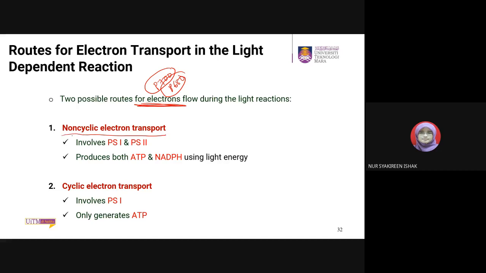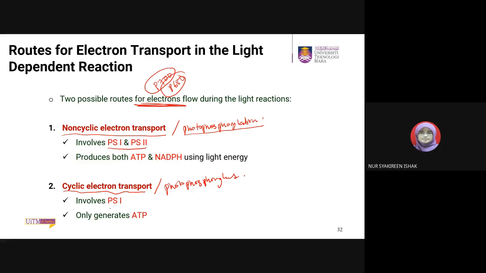Okay, the first route is the non-cyclic electron transport. Ataupun kita boleh panggil dia sebagai non-cyclic phosphorylation. So non-cyclic electron transport or non-cyclic photophosphorylation. The other one is cyclic electron transport, or cyclic photophosphorylation. Okay, so non-cyclic photophosphorylation involves photosystem 1 and 2.